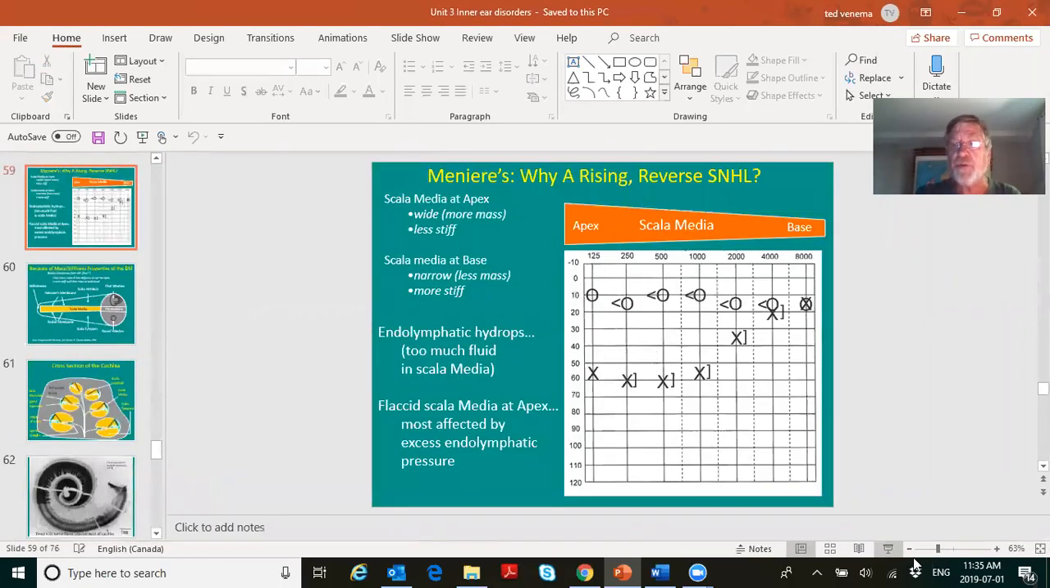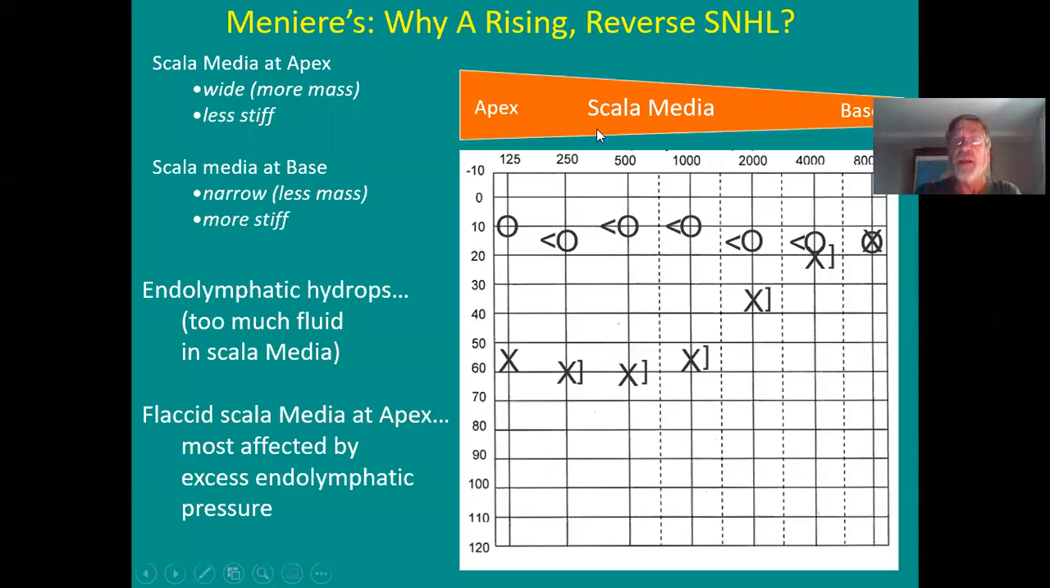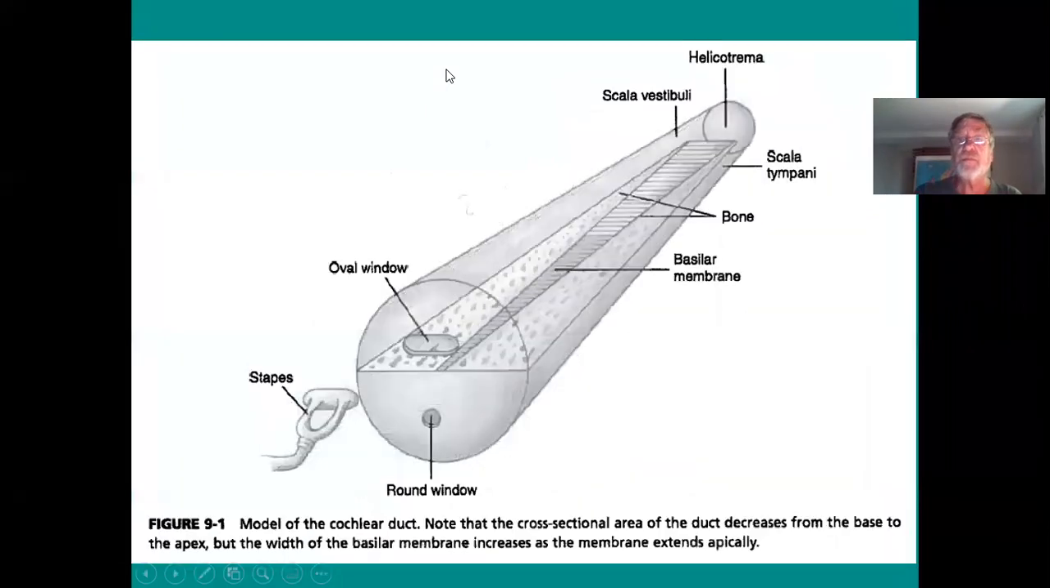Classic Meniere's disease. Now, what we've done, I've taken the scala media and laid it across the audiogram. At the apex of the cochlea, which is the narrowest, remember the basilar membrane is the widest. Look at your early PowerPoints in this unit, you've got the pictures clearly laid out. At the apex of the cochlea, basilar membrane is the widest. At the base of the cochlea, basilar membrane is the narrowest.